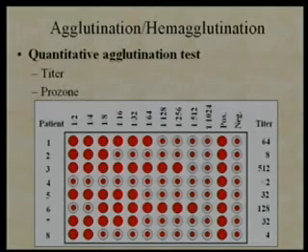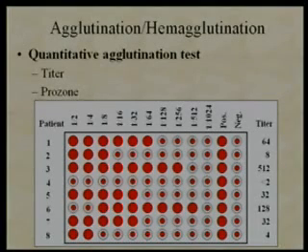Now, this is semi-quantitative in the sense that you don't know exactly how much antibody is there. You do know that this person has got 8 times more antibody than this person. So relatively speaking, it's a relative quantitation.